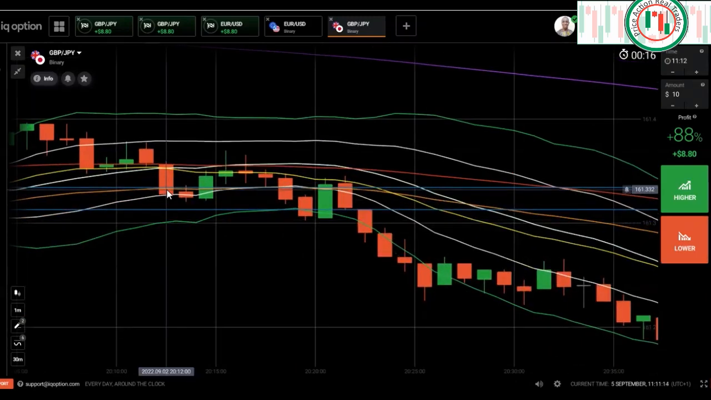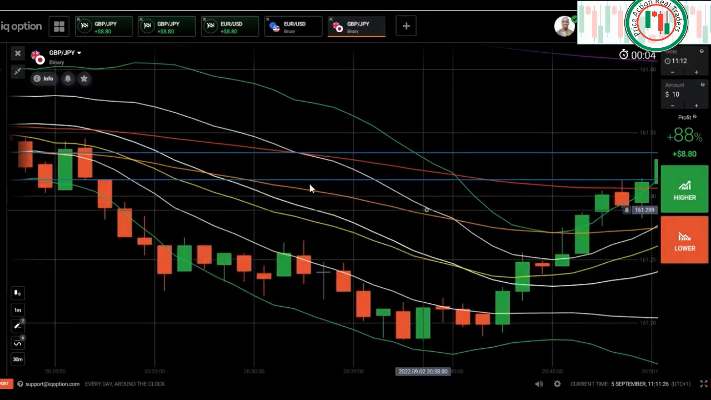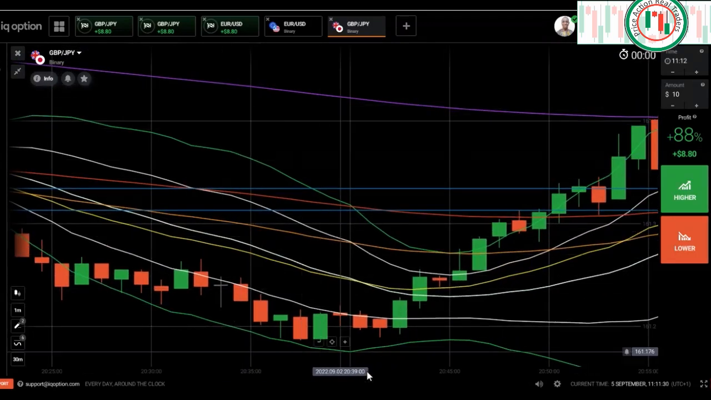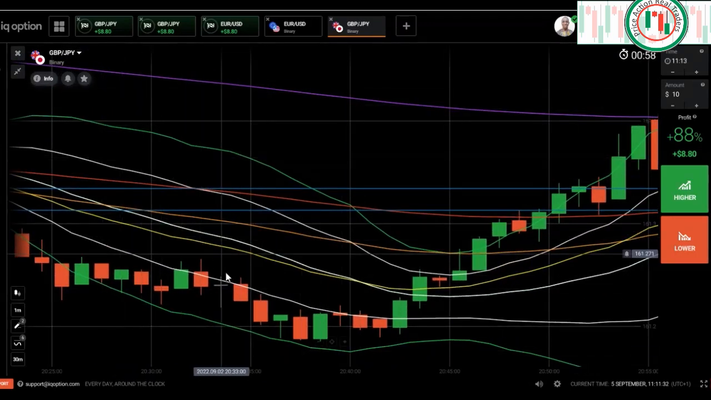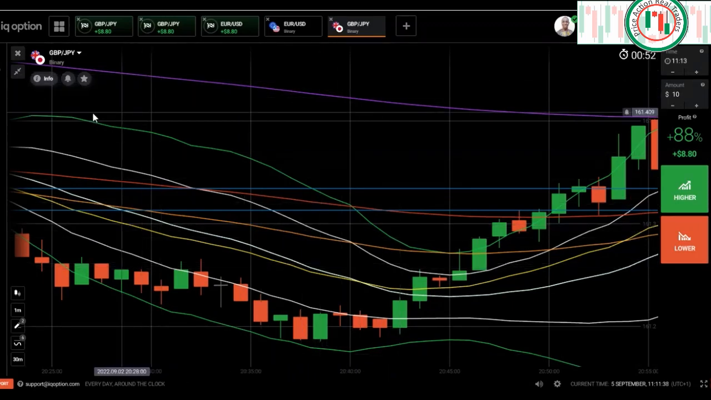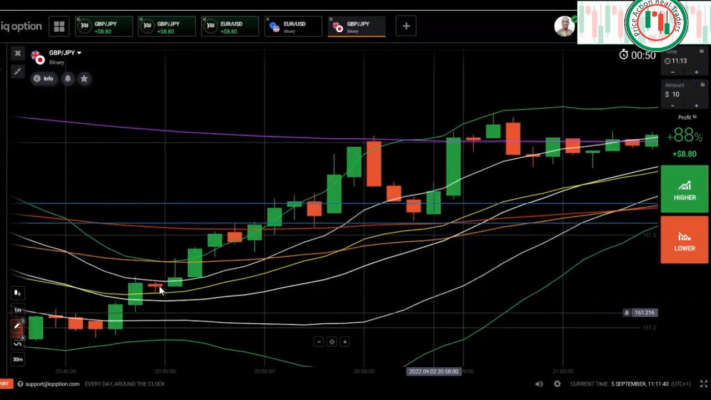So you see here, let me show you more. Sorry. You see here, we are in a strong downtrend. Why? Strong downtrend here. 200, 150, 20. You see Bollinger pointing down.